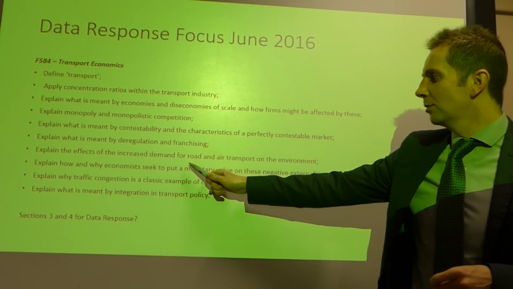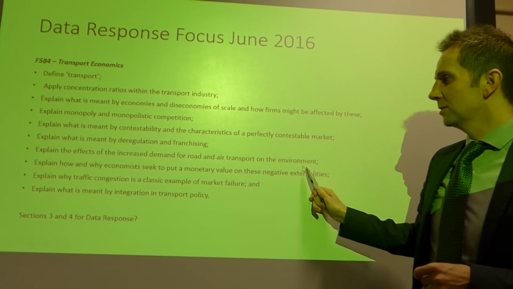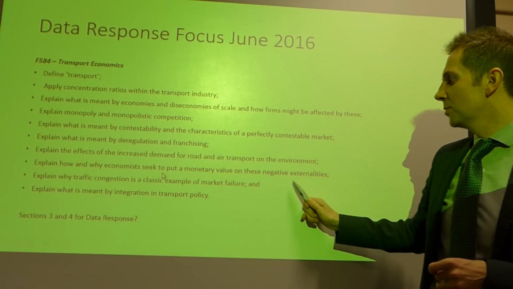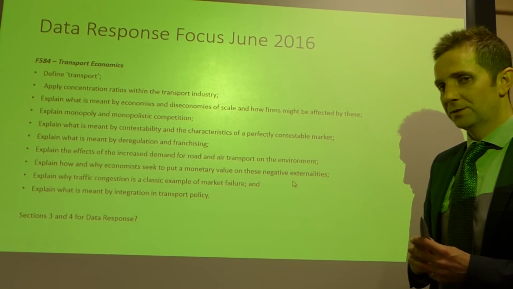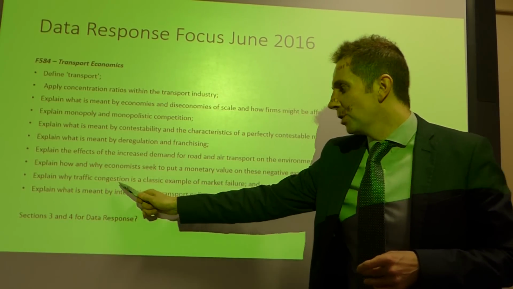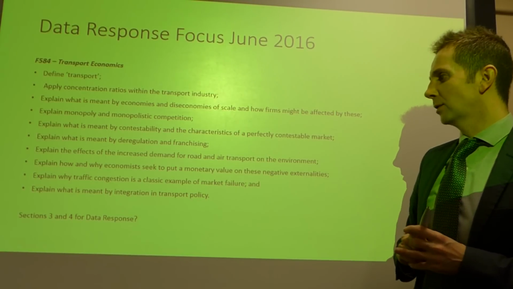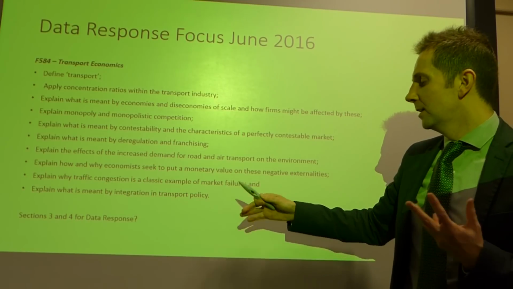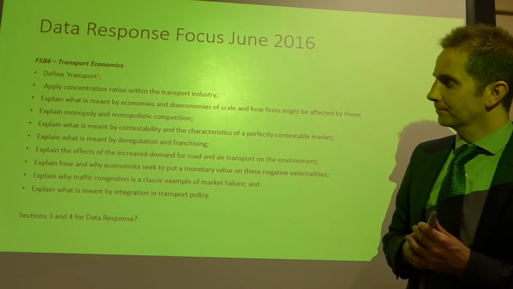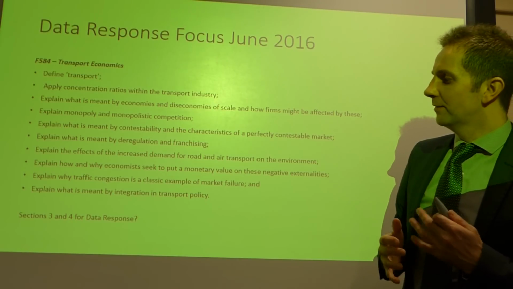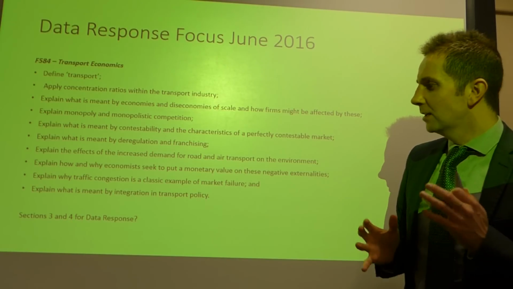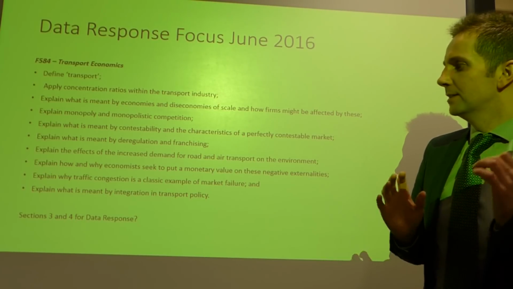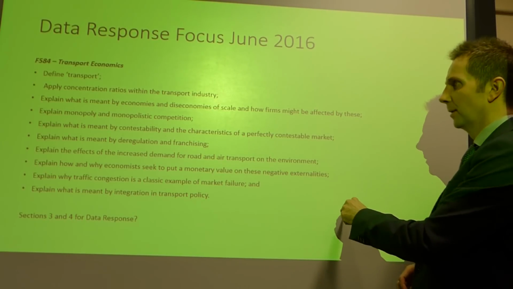Explain the effects of the increased demand for road and air transport on the environment. Explain how and why economists seek to put a monetary value on these negative externalities. Explain why traffic congestion is a classic example of market failure. And explain what is meant by integration in transport policy. So those are the various sections which I think you ought to be considering when it comes to the data response section of this paper.